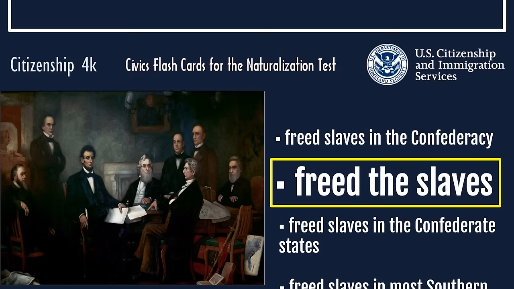What do we call the first 10 amendments to the Constitution? The Bill of Rights.